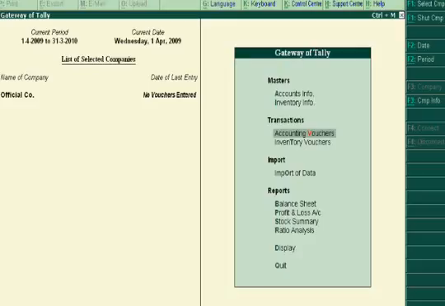In this tutorial of Tally.ERP 9, we will discuss voucher entries. Voucher entry means to record the transactions in Tally.ERP 9 by passing voucher entries in accounting vouchers. We already have made some ledger accounts, and now we are passing voucher entries. Click the accounting vouchers.